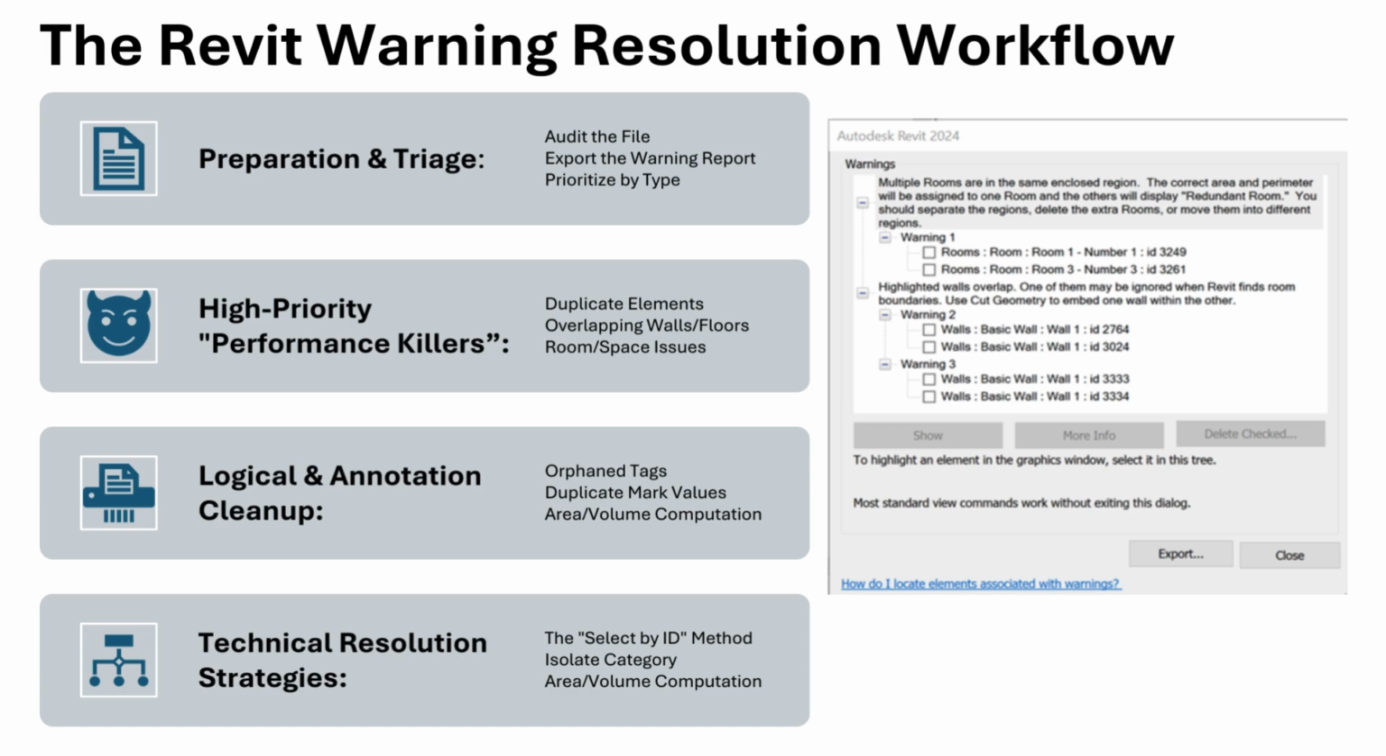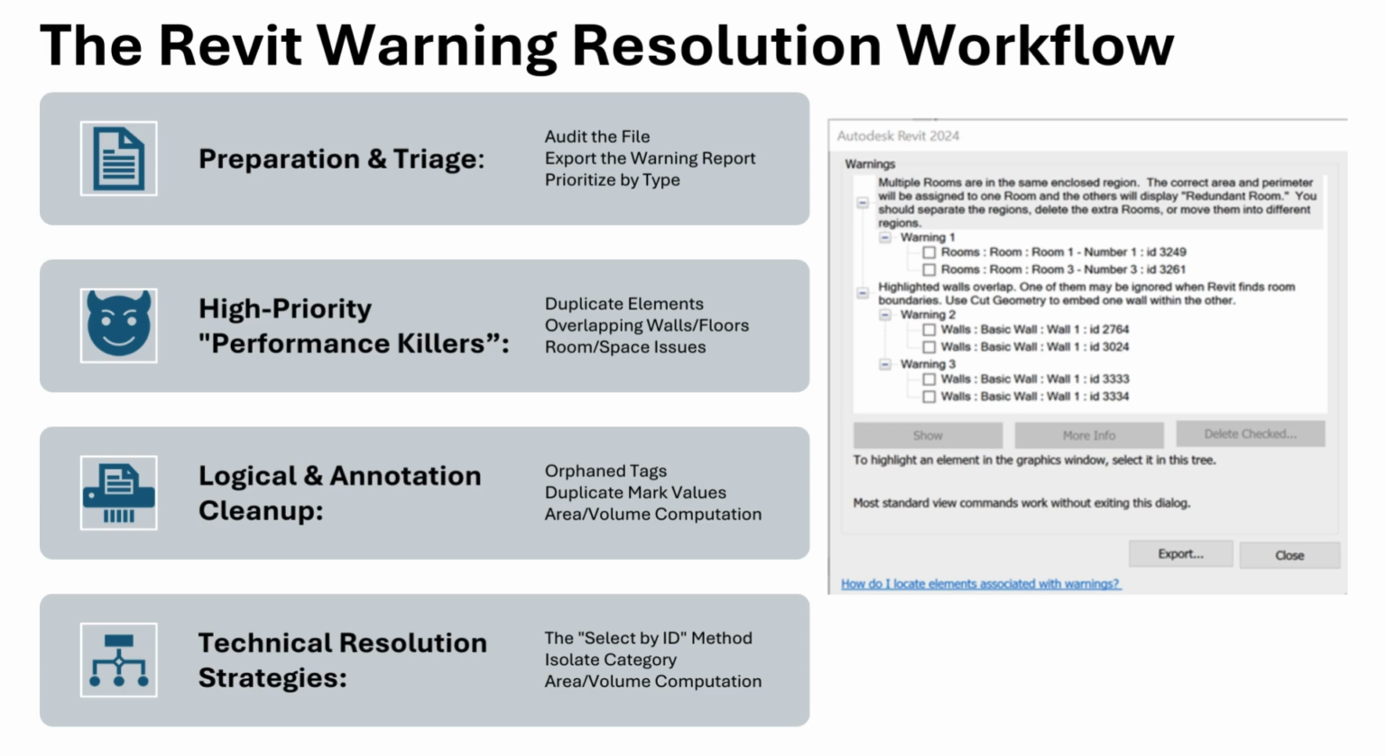Next, tackle the big performance killers: duplicate elements, overlapping walls, and unenclosed rooms. Then move to cleanup. Fix orphan tags, renumber duplicates, and disable unnecessary area/volume calculations. Finally, use technical tricks like select by ID, isolate categories, and decide whether to delete or fix. Follow this checklist, and you'll turn thousands of warnings into a clean, efficient model.